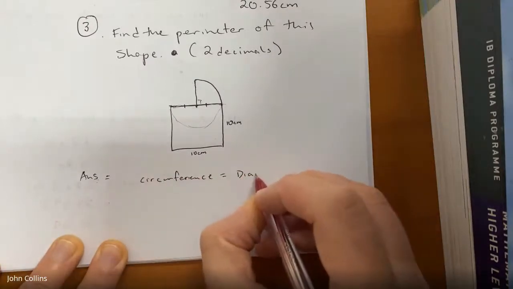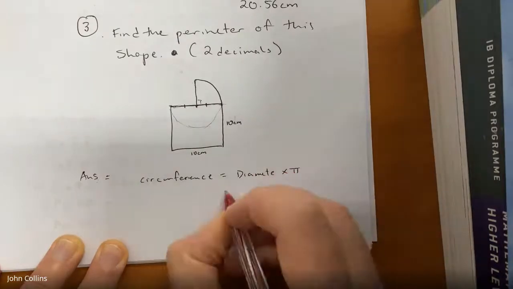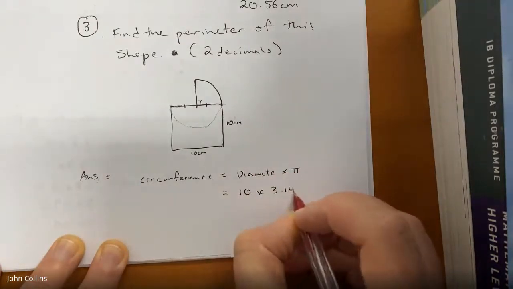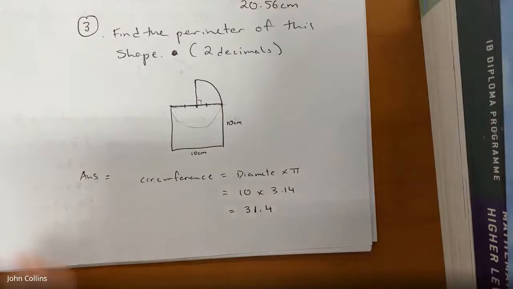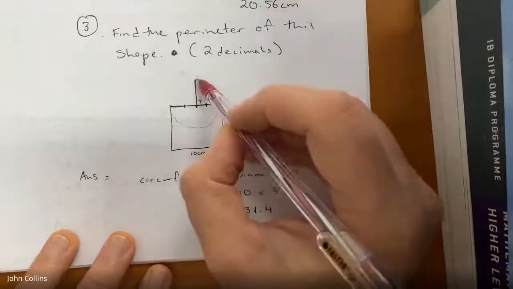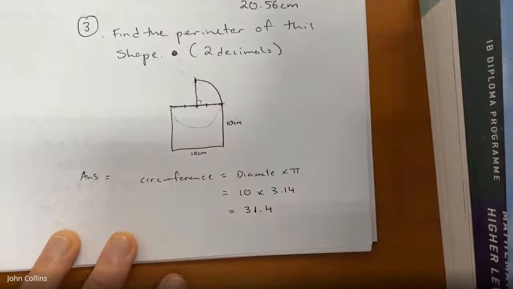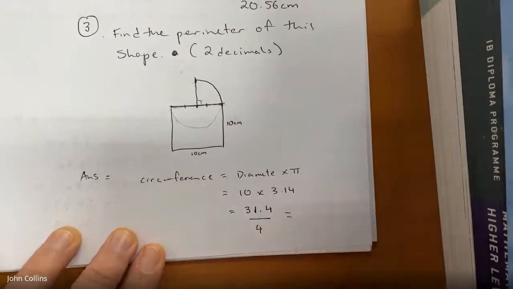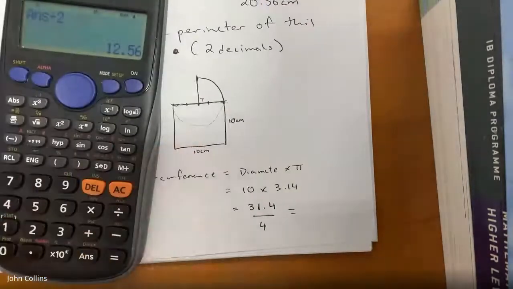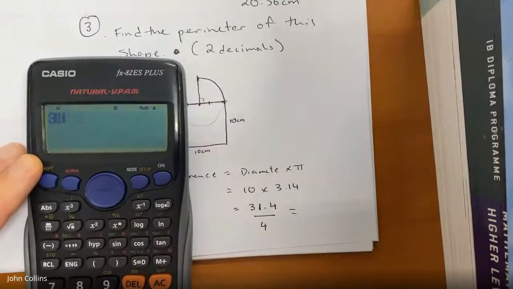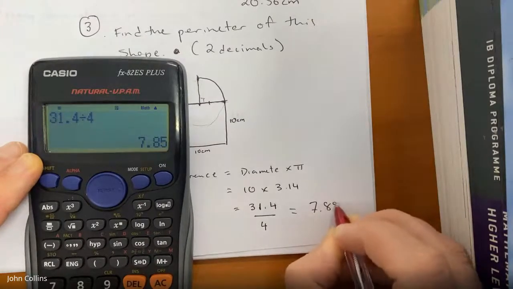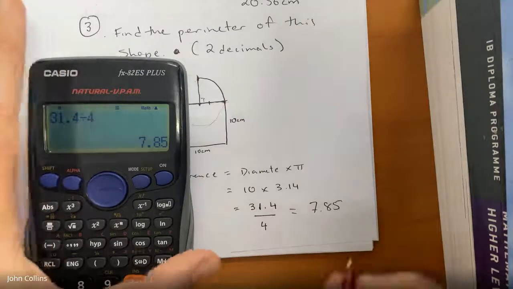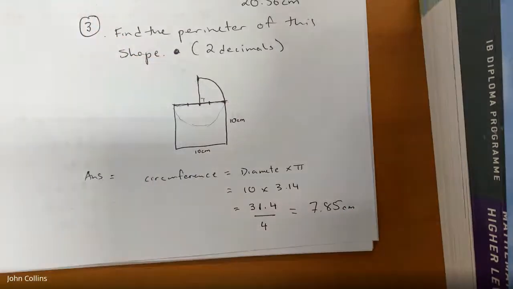Okay, so once again, I'm going to work off the circumference of a full circle and then divide. So it's the diameter times pi. So 10 times 3.14, which gives me 31.4, of course. But I don't have a full circle. I only have a quarter of it. This curvy bit is only a quarter of a full circle. So I'm going to divide by 4. So 31.4 divided by 4. I'm going to take out my calculator. And that gives me 7.85. Okay, centimeters.